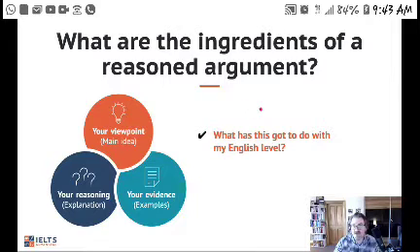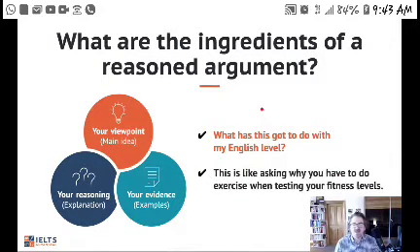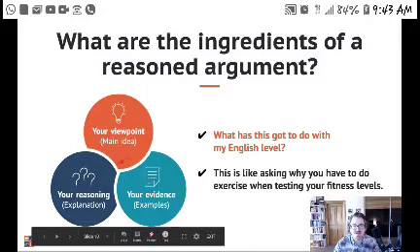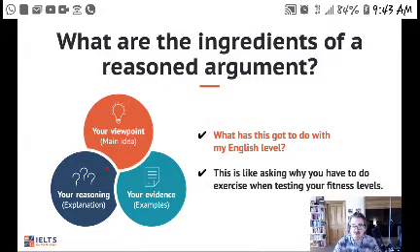What has this got to do with my English level? I hear you cry. So many people will look at this and think, well, why do they want this? This has nothing to do with my English level. This is not fair. This is like asking why you have to do exercise when testing your fitness levels. So if you want to test your fitness levels in a gym, you have to do exercises. If you want to test your English level, you have to be able to do these things, because these are just basic communication skills. The IELTS test is not an English test, really. It is a communications test.